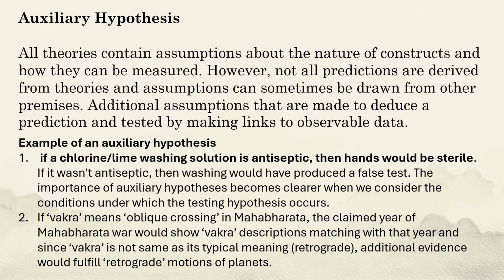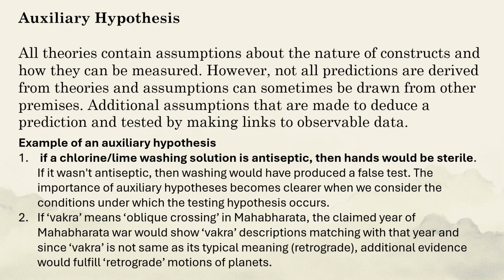If you think we are done, we are not done. Now, can you tell me what the problem is? Because this is not an interactive session, do think of your answer in your mind before I give you the answer. My question is, if Vakra, instead of taking it as a retrograde, I have taken this as an oblique crossing, and therefore now this is an auxiliary hypothesis, a supportive additional, extraneous hypothesis that I have made in testing my original theory.